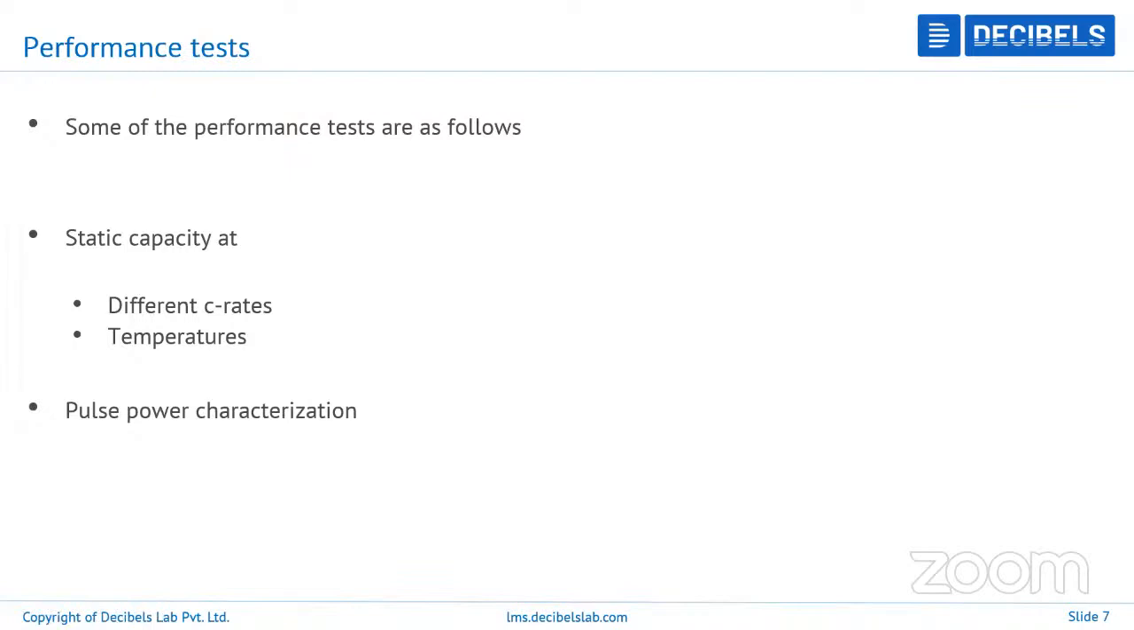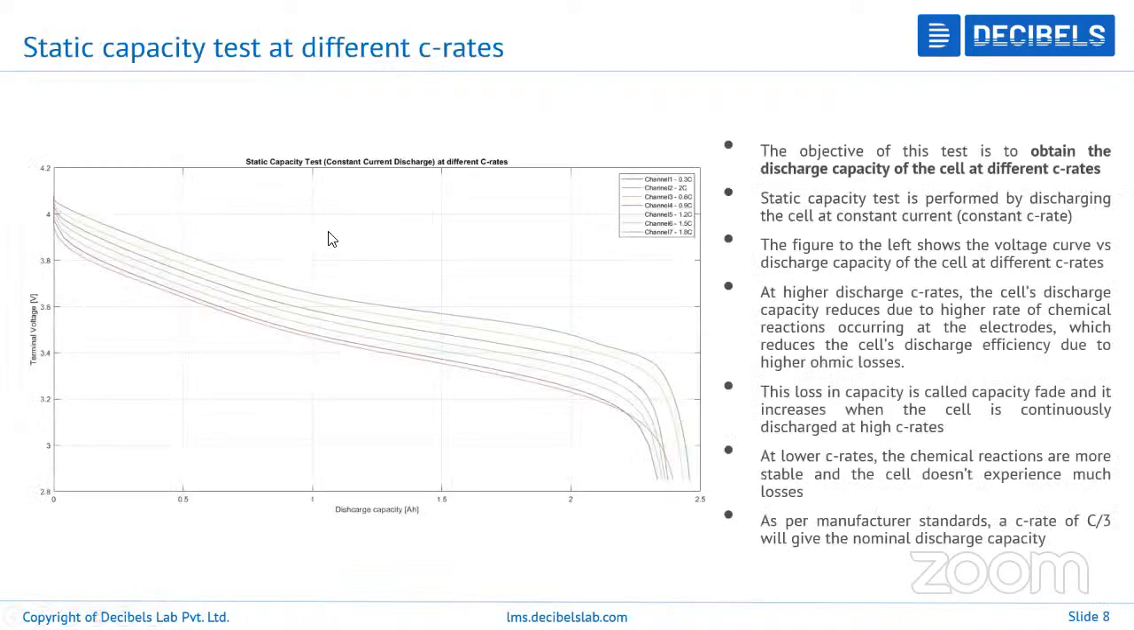We'll first start with the static capacity test, and the first one we're going to see is the static capacity test at different C rates. The objective of this particular test is to understand and derive the nominal capacity that the particular cell can give at room temperature. Initially it will be performed at room temperature, which is generally around 25 degrees Celsius.